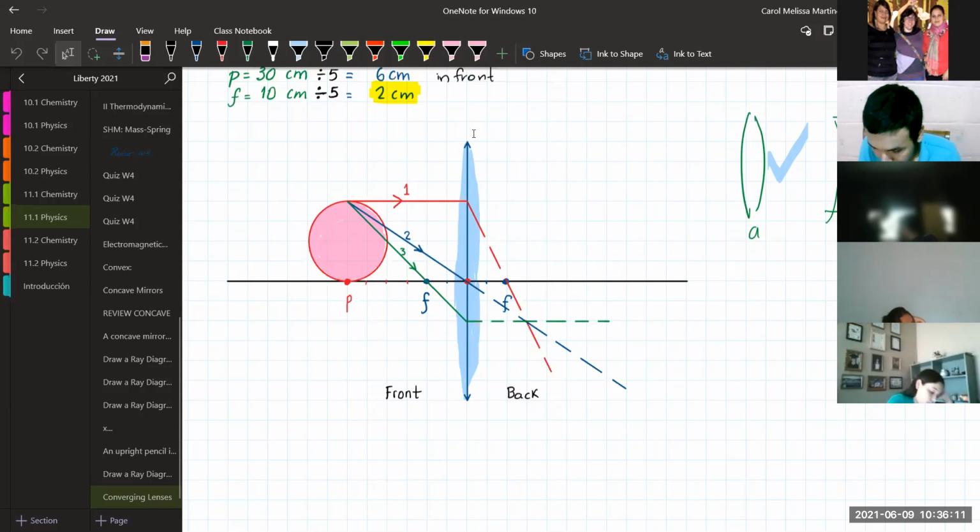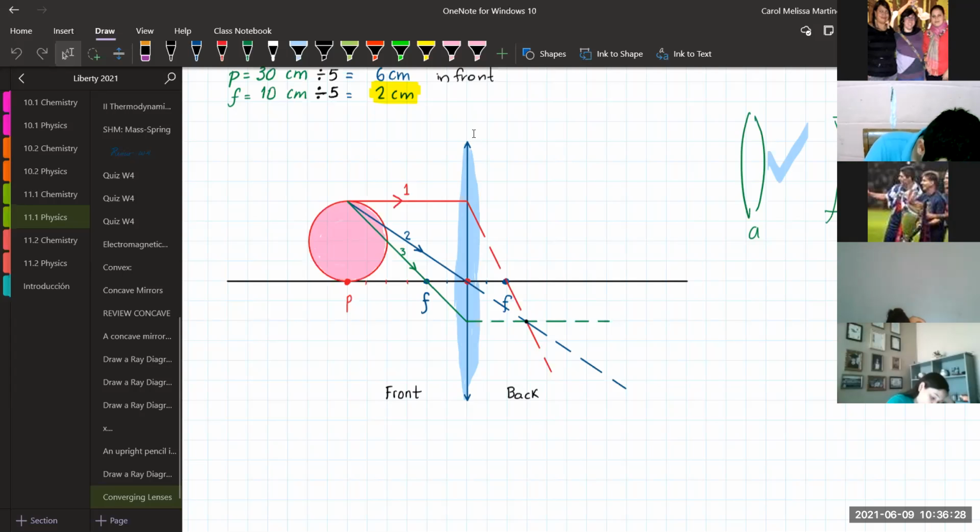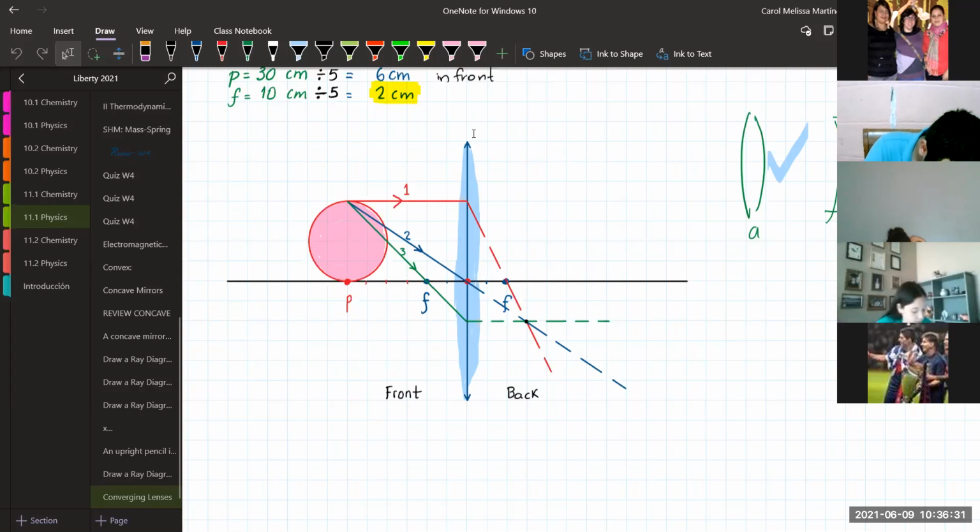So where is the image going to be located? The image will be located at the point where the three rays meet, which is right there. So right now, my image is going to be smaller, as you can see.